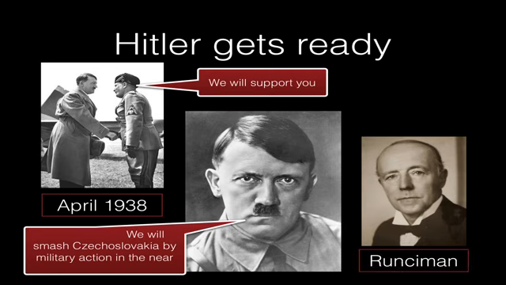And Chamberlain sends out this man, Lord Runciman. He sends Lord Runciman out to Czechoslovakia, and Lord Runciman is supposed to look and listen to the situation in Czechoslovakia, listen to the government, listen to the Sudeten Germans, and make a report back to the British government what he thinks the British government should do, what they should recommend, what they should support.